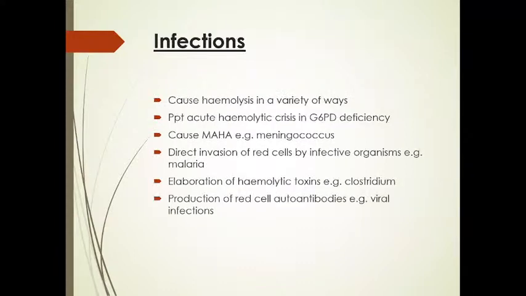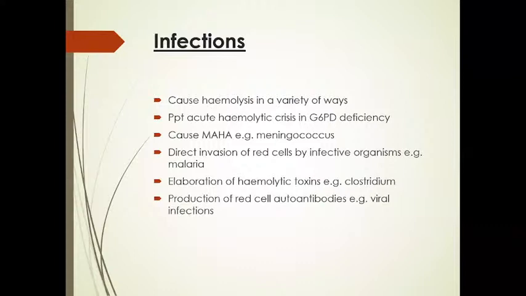There are a number of infections that can cause hemolysis, and in a number of ways. You can get an acute hemolytic crisis in glucose-6-phosphate dehydrogenase deficiency that is precipitated by an infection. You can get things like Neisseria causing thrombotic microangiopathy, so Neisseria meningitidis.